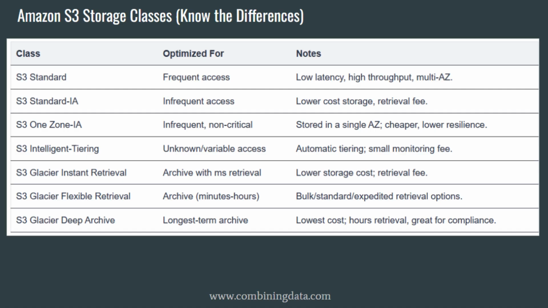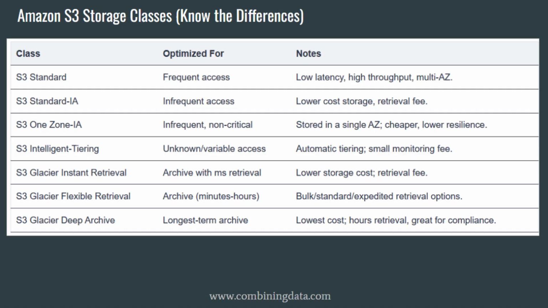Finally, S3 Glacier Deep Archive is the lowest cost storage option in S3. It's designed for data that is accessed extremely rarely, often for compliance or regulatory reasons. Retrieval takes 12 to 48 hours, making it ideal for multi-year retention and tape replacement scenarios.